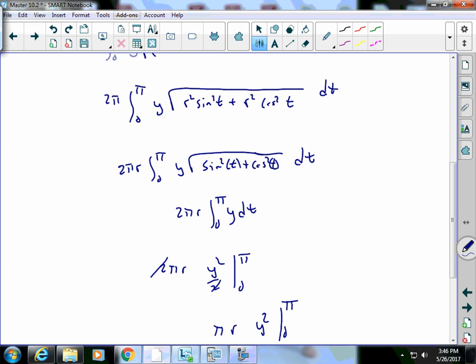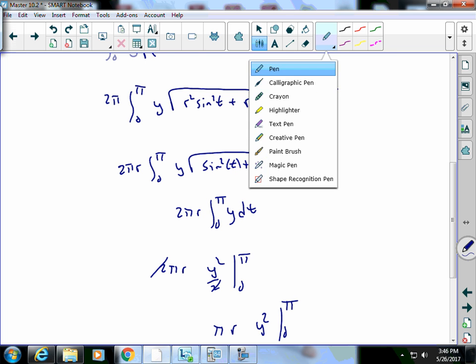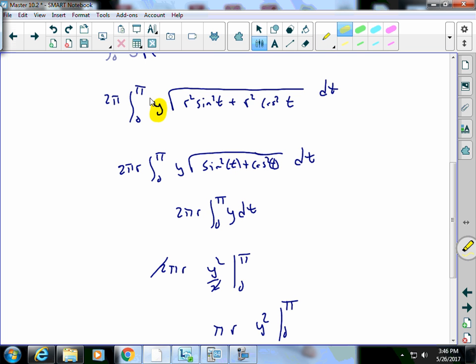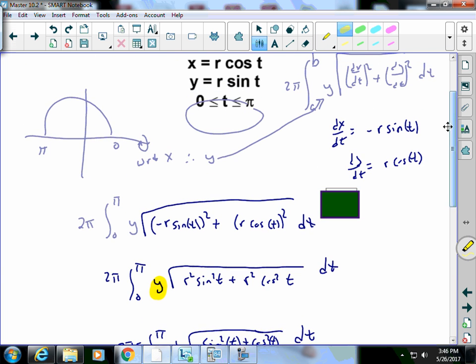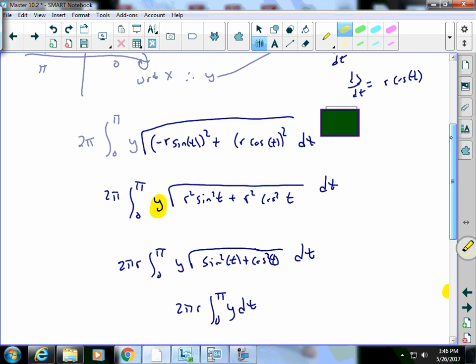This problem was done a little bit wrong. What did I do wrong? I'm going to leave this here to show you what I did wrong, but I'm going to tell you this. What is y? I'm not integrating with respect to y. How can I do y? Everything's in terms of t. So I'm going to just delete this from here. Let's delete it from this point on.